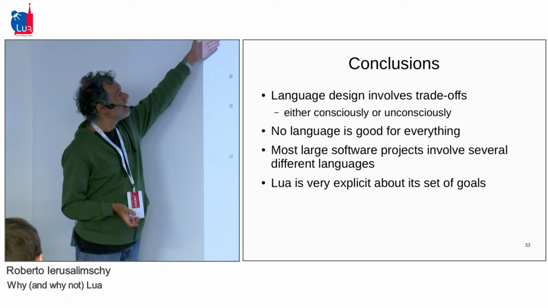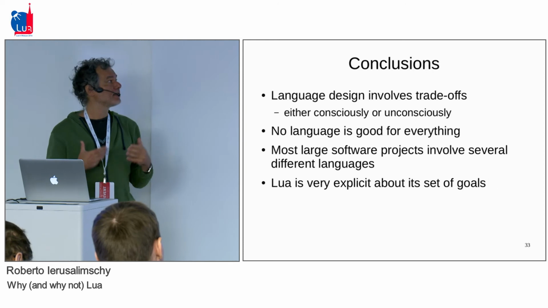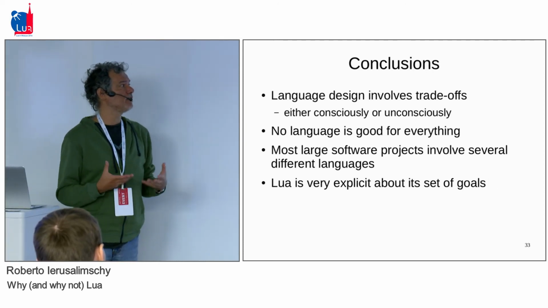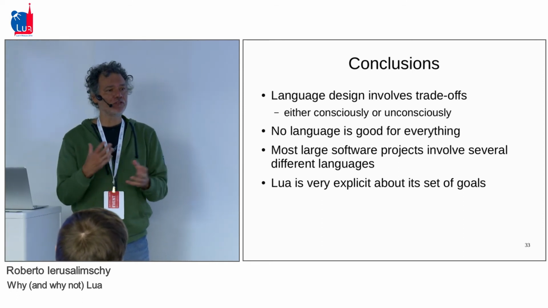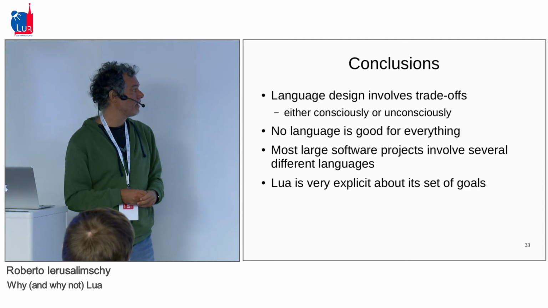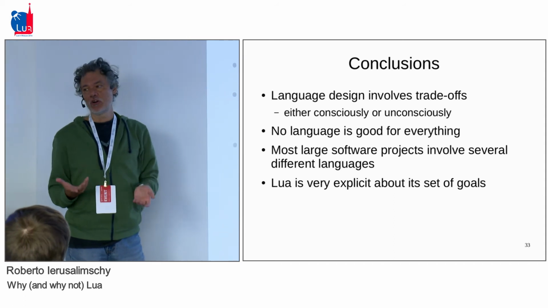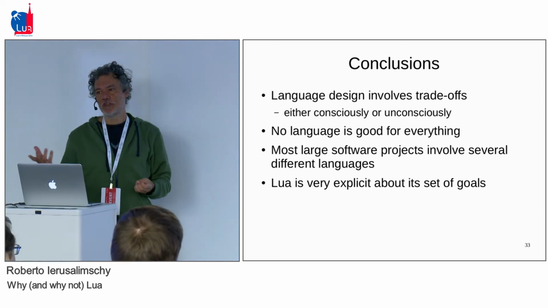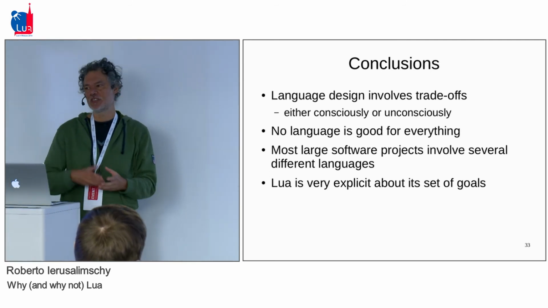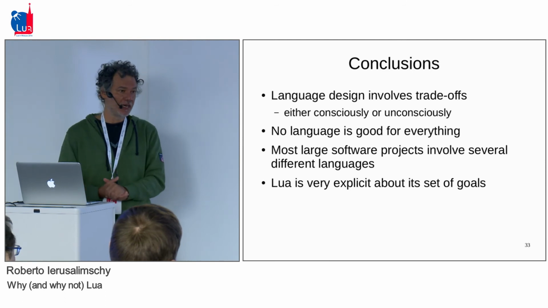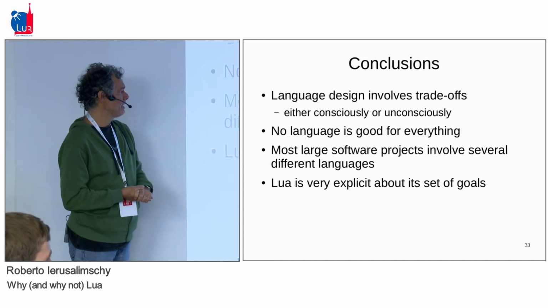The main points, as I said, I think one of the main points that people forget is that language design always involves trade-offs. You have to choose something over something else. You have to sacrifice something to get something. And those trade-offs are done either consciously or unconsciously. A lot of people just do the trade-offs without thinking about them, and they can only see the good parts of their languages, but they do not see what they are leaving out. No language is good for everything.